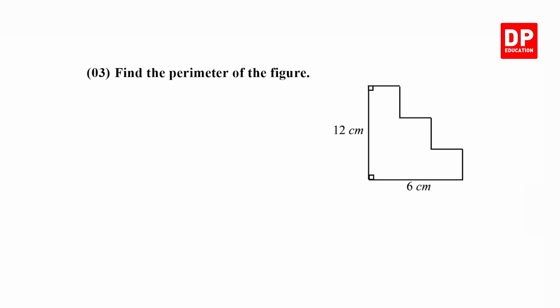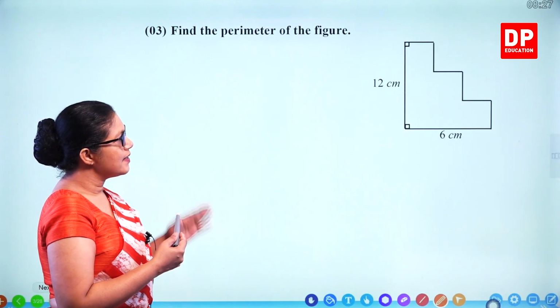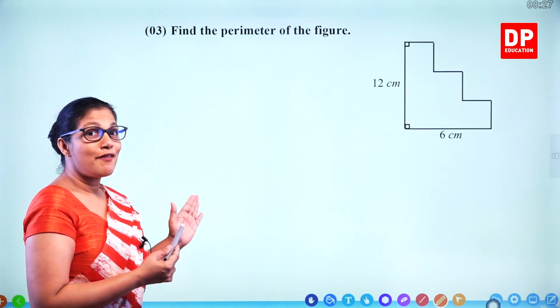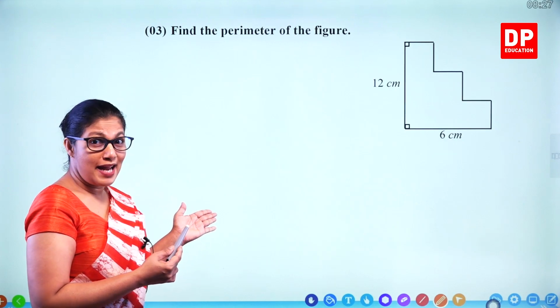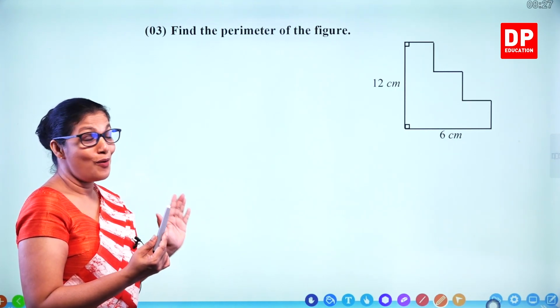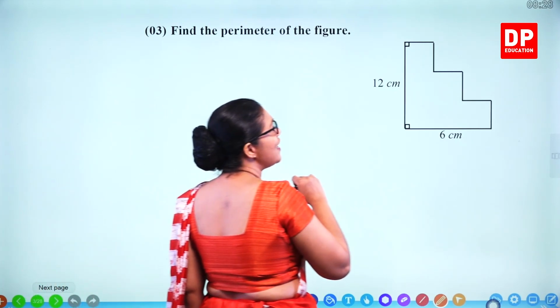Question number 3. Find the perimeter of the figure. Length is given, this side 12, 6. What do you think? Because I remember most of the students are complaining, we need the other lengths to find out the perimeter. No, you can do it. So how do you do it?